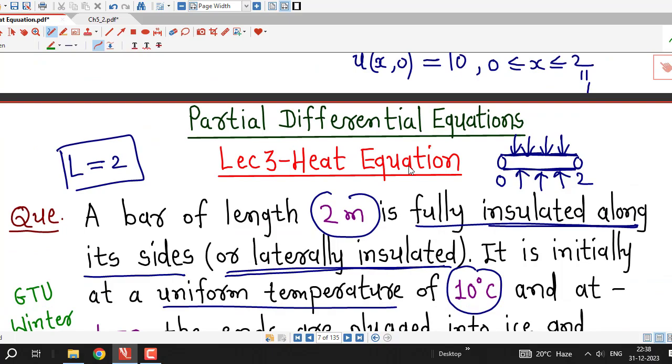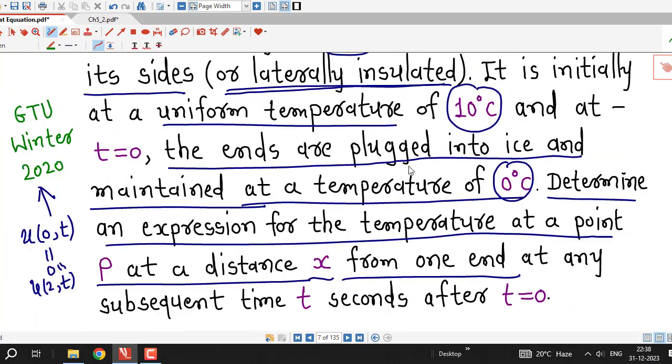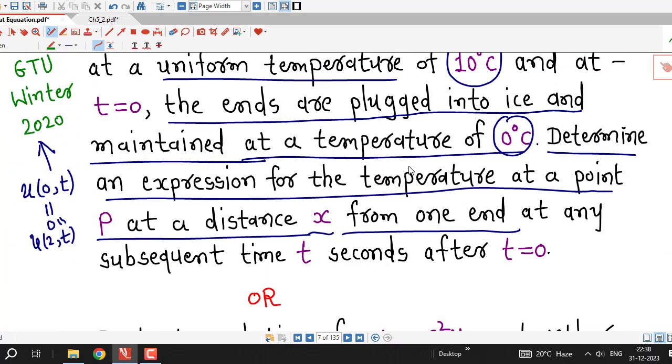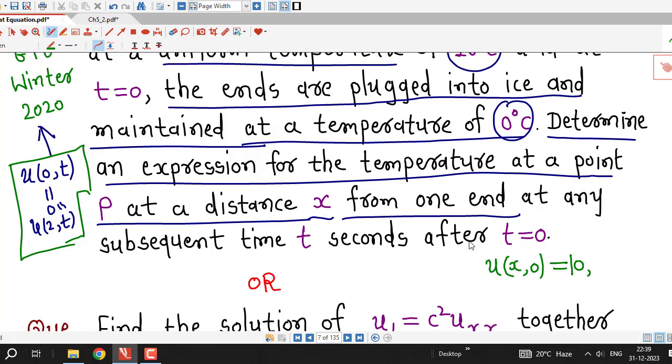So here we can see that in this problem, the boundary conditions are given in such a way that the temperature is 0 at both the ends, and the initial condition is given by u(x,0) equal to 10 for every x along the bar.